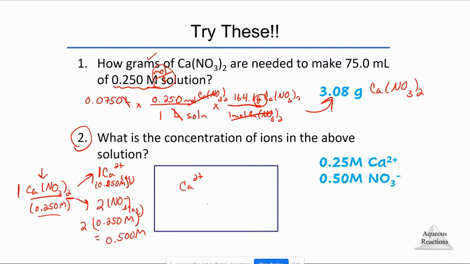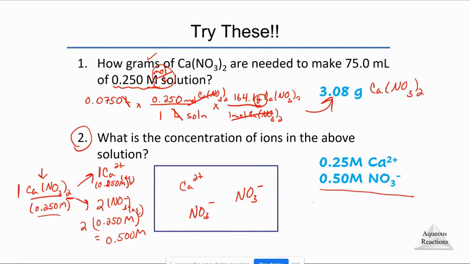So the concentration of calcium ion is going to be the same as the original calcium nitrate, but double the concentration of nitrate ions. Something else that's kind of interesting is they could ask you, what is the total concentration of ions?